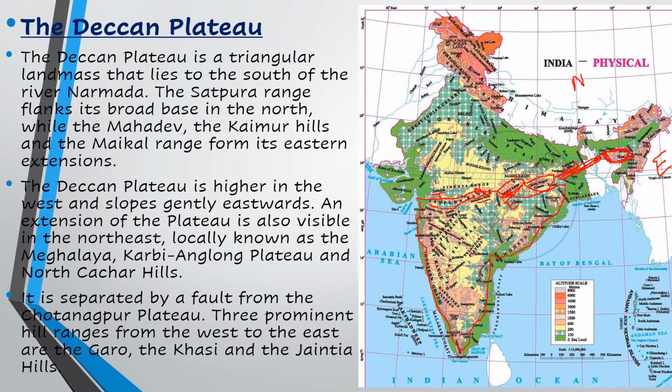Clear? So the prominent hill ranges from the west to the east are the Garo Hills, which you can see over here, the Khasi Hills that come in the Karbi Anglong Plateau, and the Jaintia Hills. If you see the map in your textbook, you can find the Garo, Khasi and Jaintia Hills. So I hope this particular concept has been clear to you. Let us slide ahead.